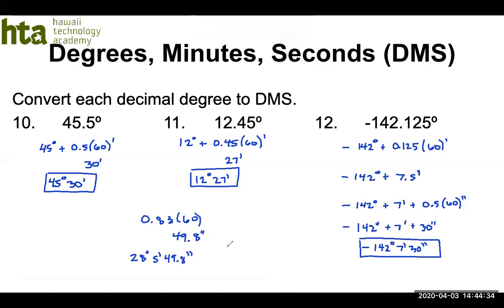Okay, but for number 12, we didn't get a decimal. We got a nice clean number, so that's a good thing. So that is how you convert decimal degree to degrees, minutes, and seconds. Okay, that is all of 8.1, short lesson today.